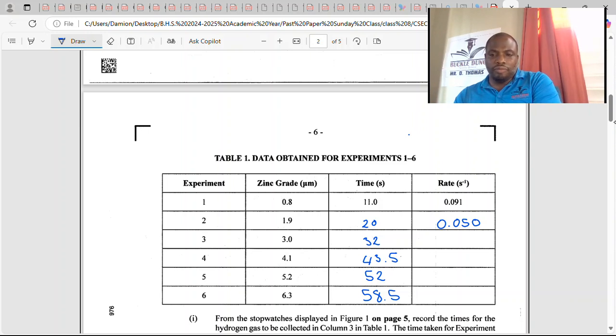All right, 32. 0.031. 43.5. 0.023. And again, I may be just taking values, so ensure that you double check for me, because we can make mistakes. 52. 0.019.